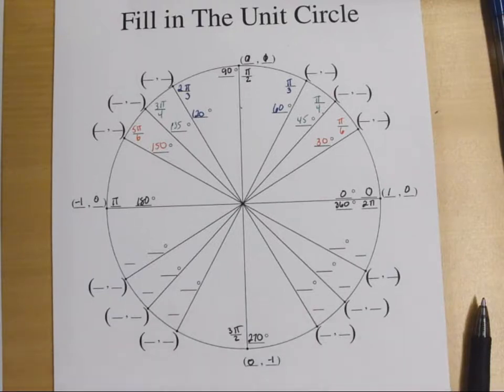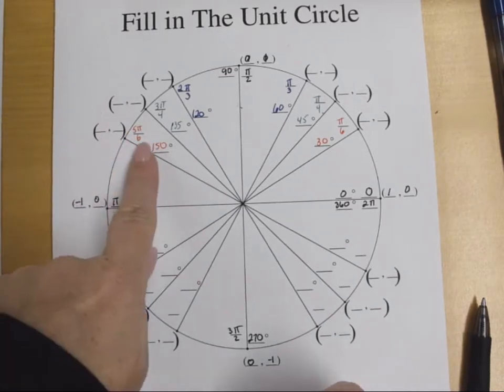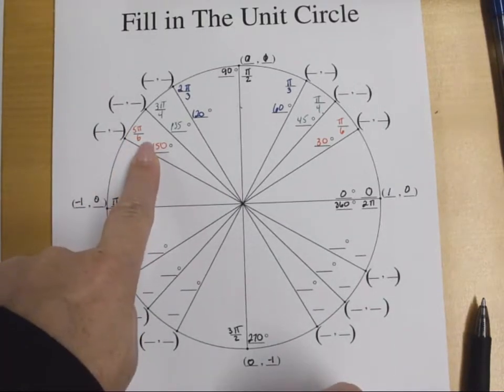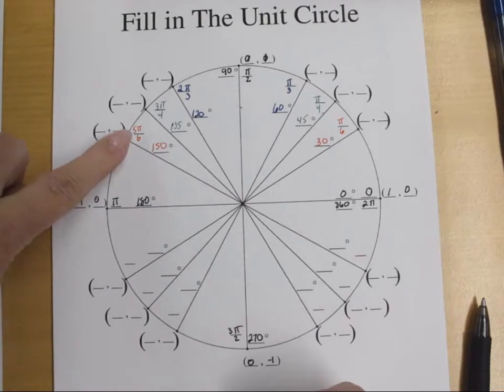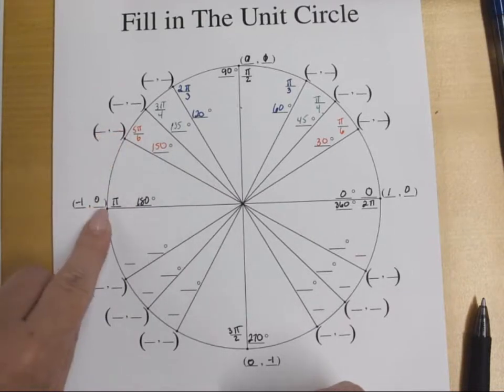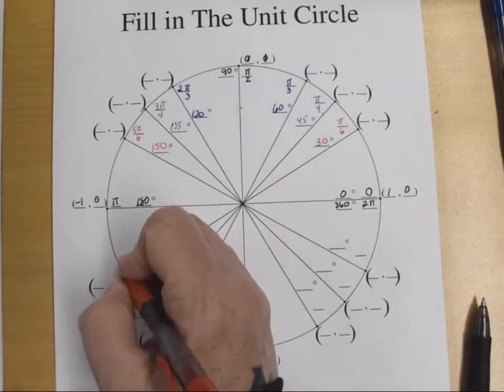We'll come back and do our points here in just a minute. So let's go down below. We've got the 150 and 5 pi over 6. Well, that 5 pi over 6 is going to hit right here. So this was 5 pi. This would be 6 pi over 6 because it would reduce down to pi. The next one will be 7 pi over 6.